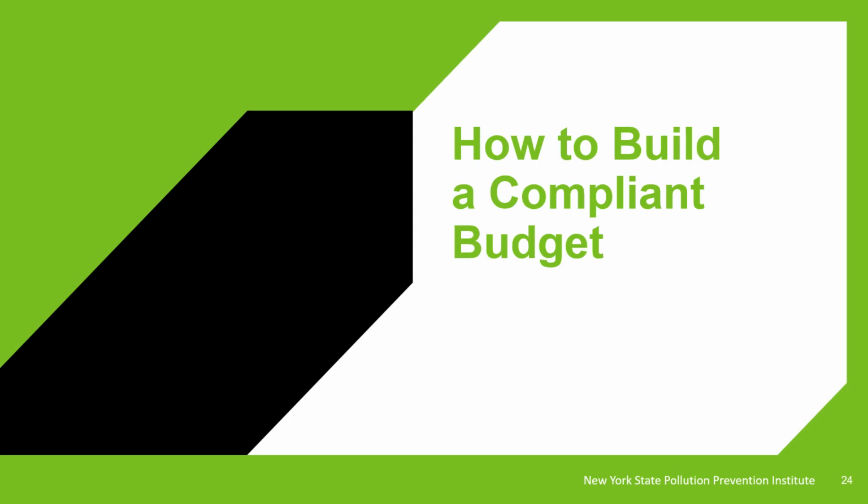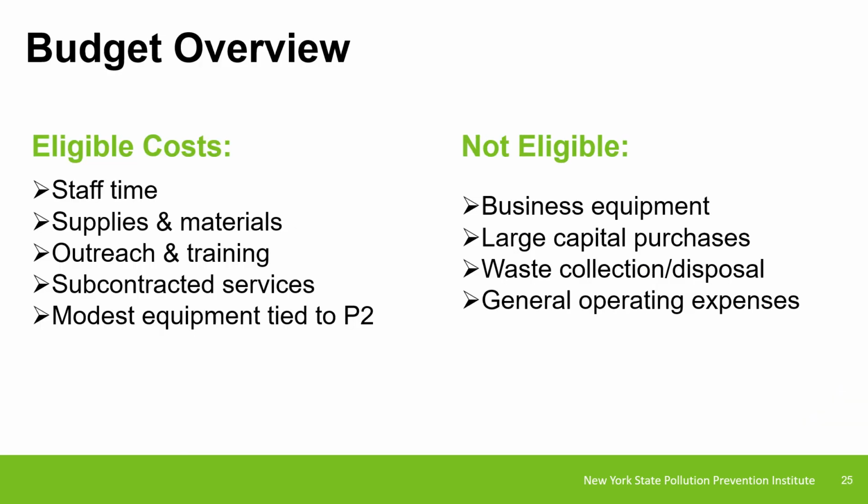Now let's walk through the budget section. The budget must align directly with your scope of work. Eligible costs include staff time, supplies, outreach materials, subcontracted services, and modest equipment tied to P2 implementation. Ineligible costs include business equipment, large capital purchases, waste collection or disposal, and general operating expenses.